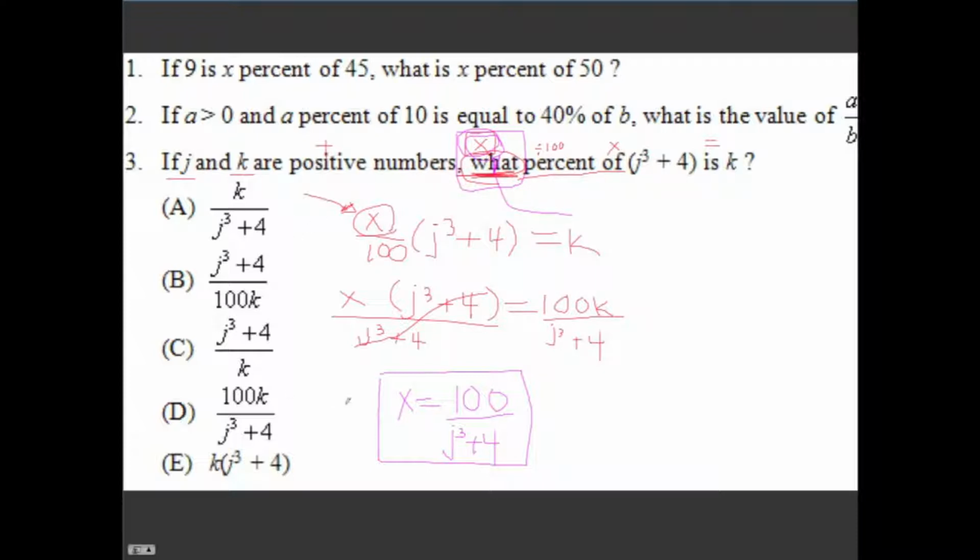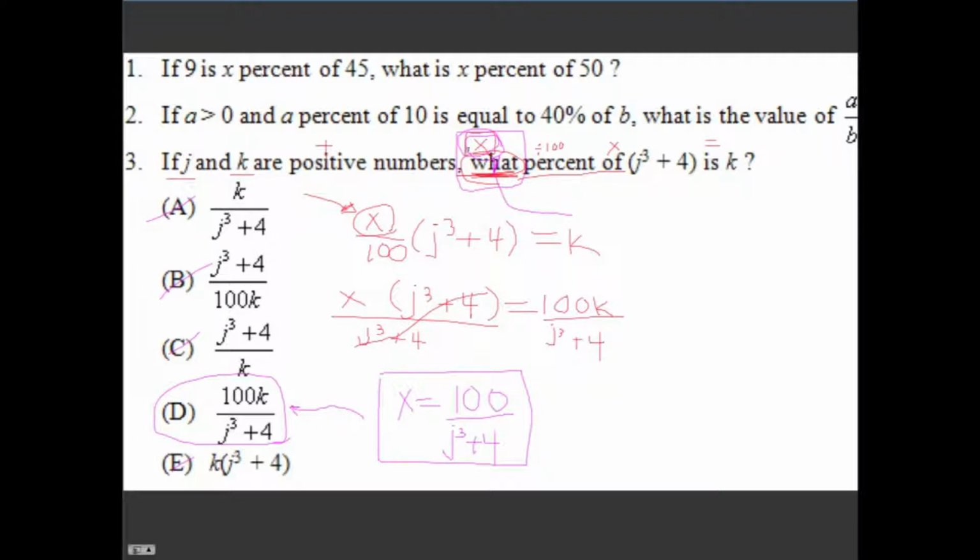So, let's see. We can cancel out a, b, c, e. It's pretty much easy now because we know what the answer is. So it's simply going to be d because that matches our answer right here.